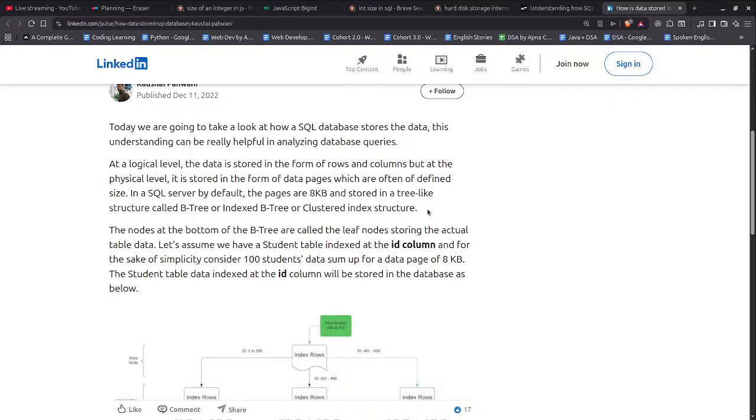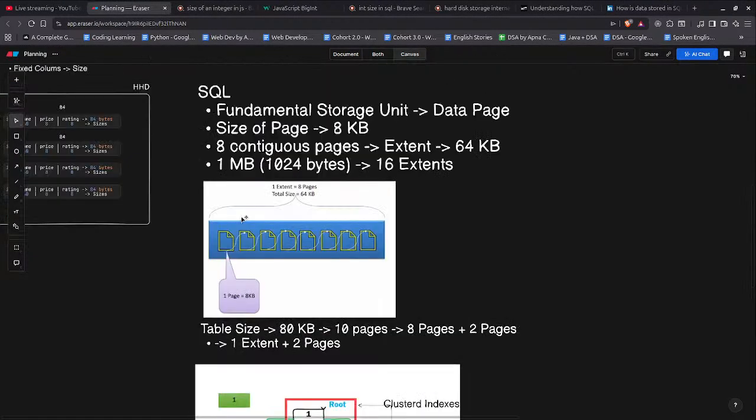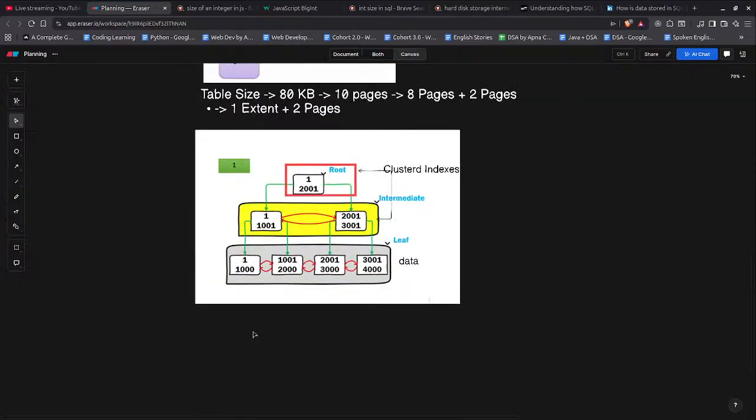So these are the names anyway. It can be B tree, it can be indexed B tree or clustered index structure. These are just the names. Let's just paste it here. That's just the name.